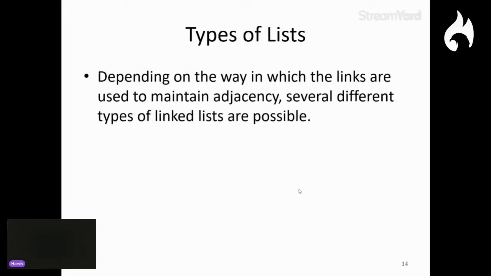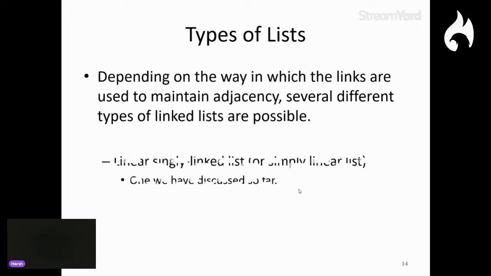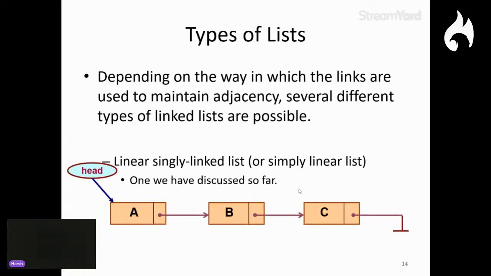Again, we have different types of lists. What we have read till now was the basic implementation of a linear linked list. What we have discussed so far is the linear singly linked list, or simply the linear linked list, where head points to A, A points to B, B points to C, and C points to null. In a linear linked list, the last element always points towards null and we only have a single pointer.